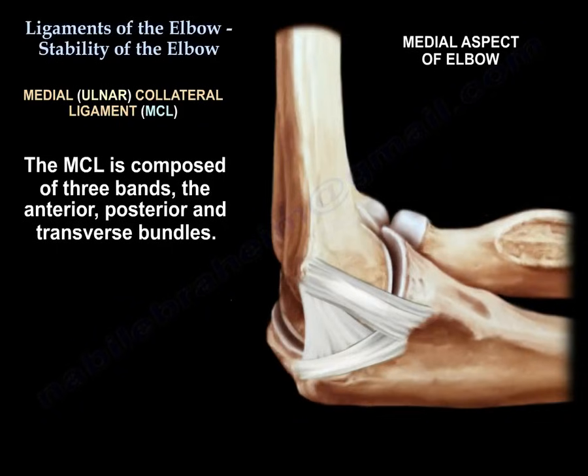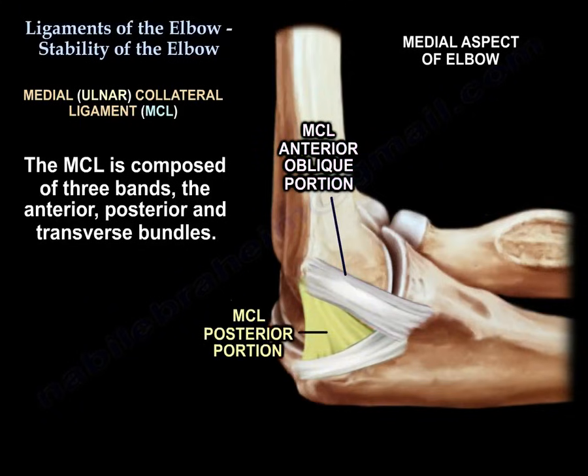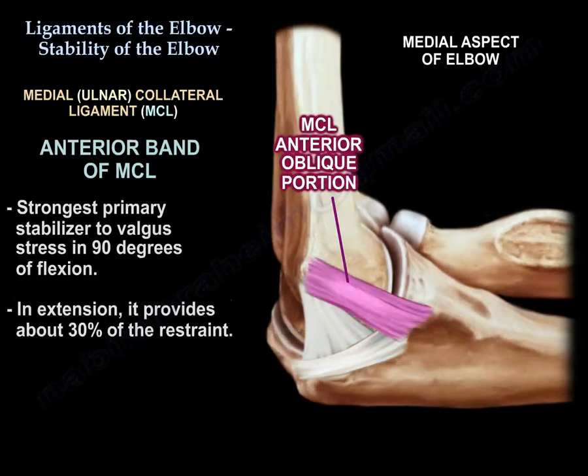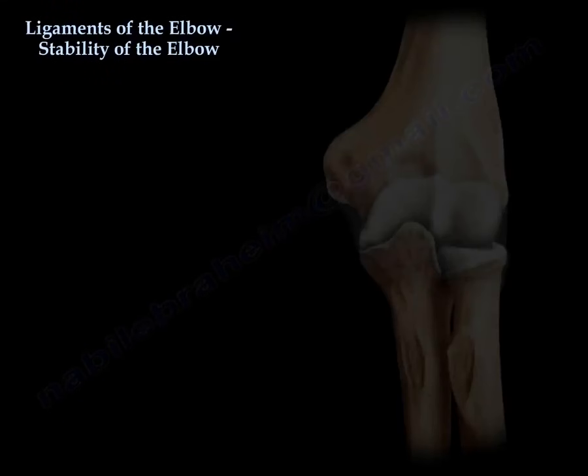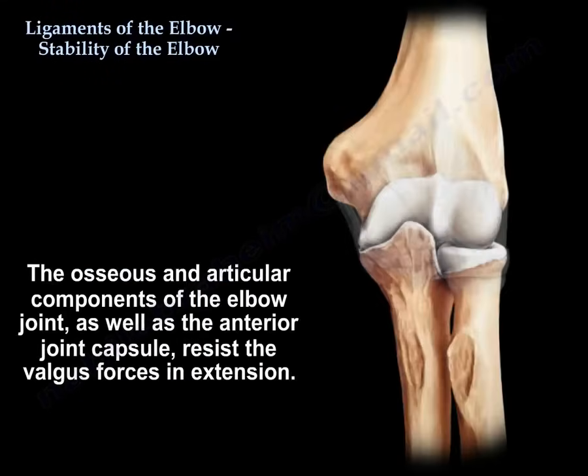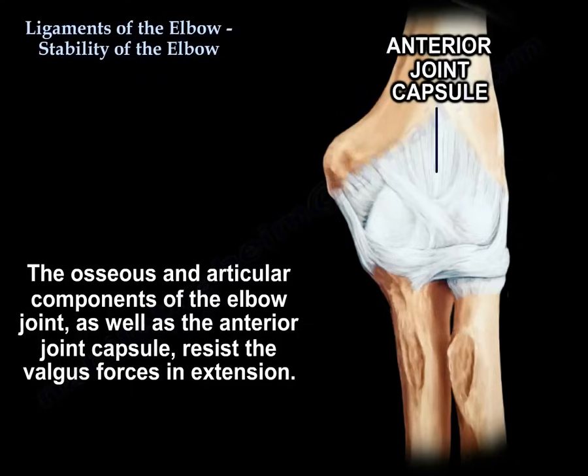The medial collateral ligament is composed of three bands, the anterior, the posterior, and the transverse bands or bundles. The most important one, the anterior band of the MCL, is the strongest primary stabilizer to valgus stress in 90 degrees of flexion. In extension, it provides about 30% of the restraint. The osseous and articular components of the elbow joint as well as the anterior joint capsule resist valgus forces in extension.